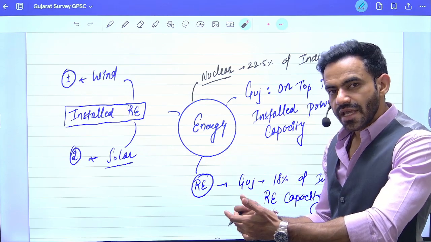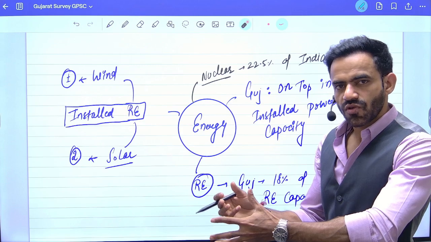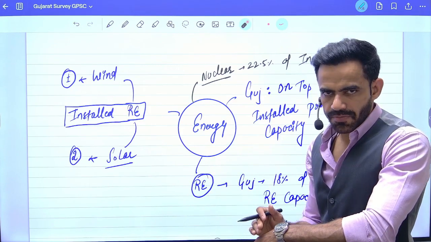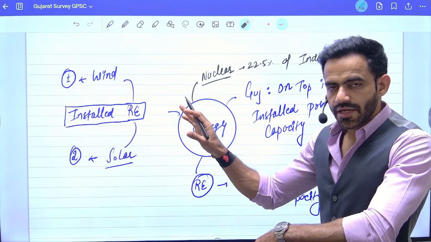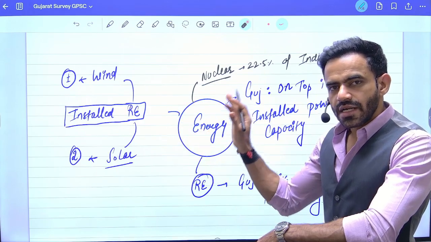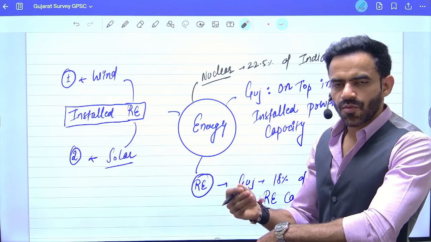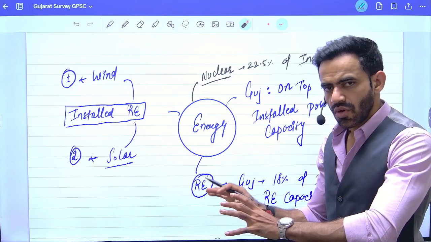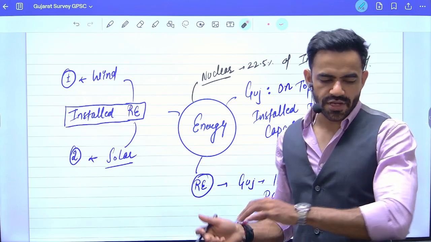Can I simply say Gujarat is the source of roughly one fifth of the renewable energy of India? In terms of wind, it is on top position. In terms of solar, it is on second position. In terms of nuclear energy, it provides roughly 22% of India's nuclear power. So that is all about energy infrastructure.